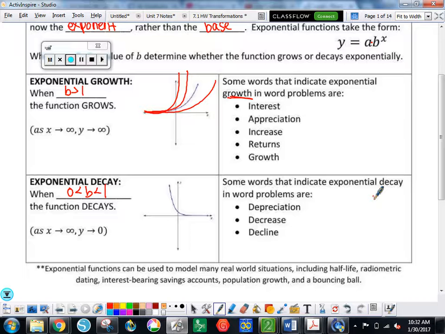If we're looking at the end behavior, as x gets bigger, y gets bigger on the growth. On the decay, as x gets bigger, y gets closer to 0. It doesn't go negative, it bottoms out at 0. So we would call this a horizontal asymptote.